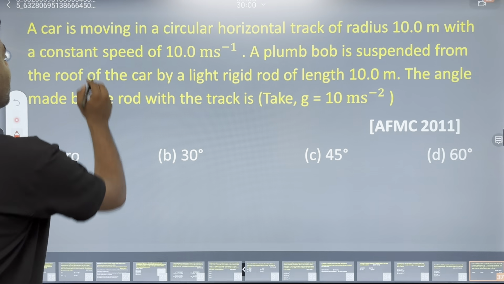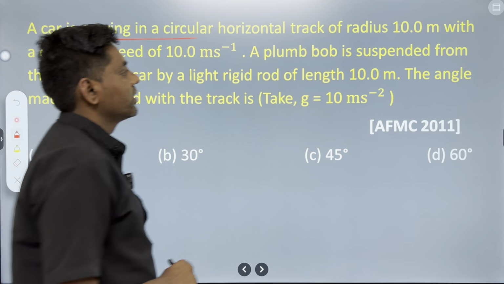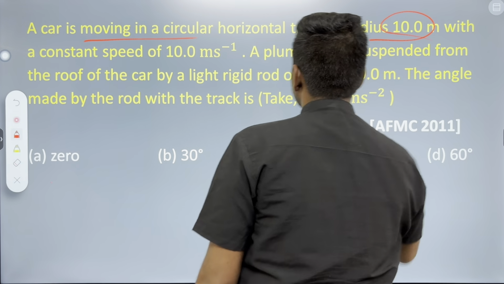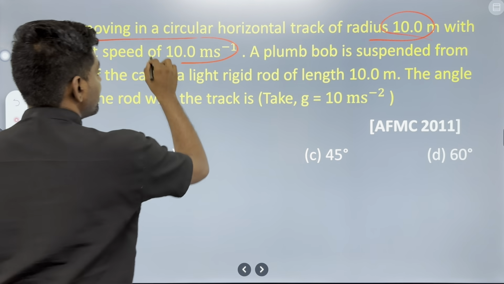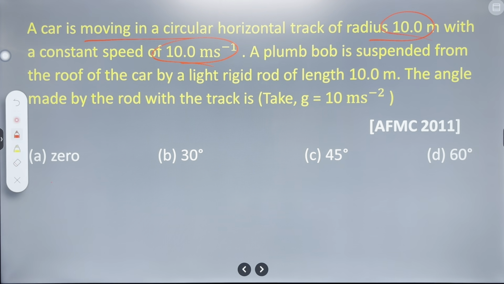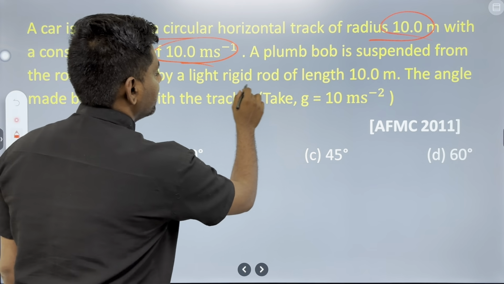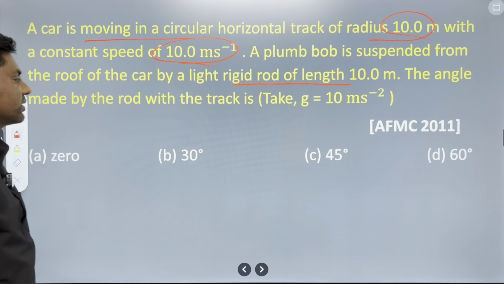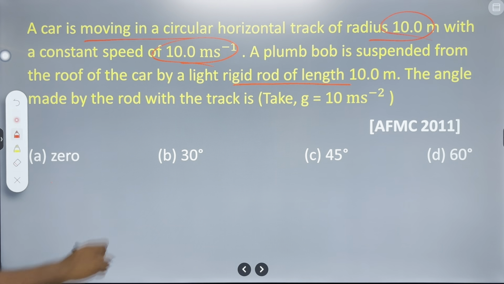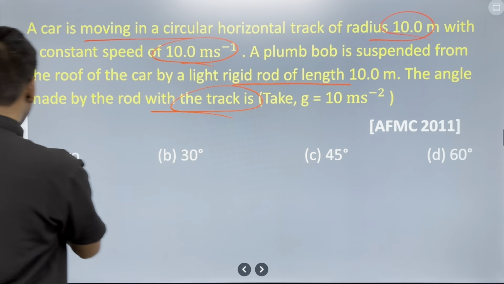Okay, what is given? A car is moving on a circular horizontal track. Its radius is given, that is 10 meter. Constant speed is given, that is 10 meter per second. A bob is suspended from the roof of the car by a light rigid rod of length 10 meter. The angle made by the rod with the track is what we have to calculate.